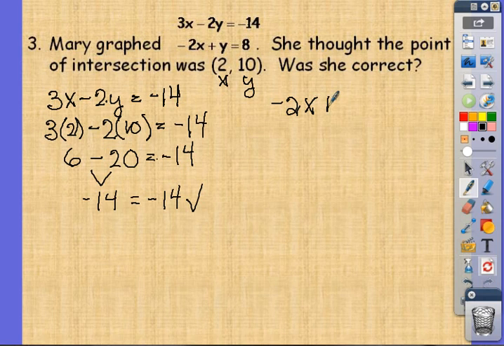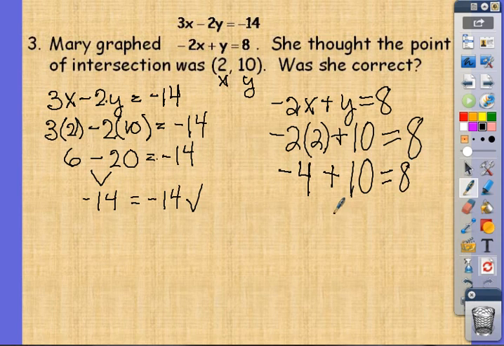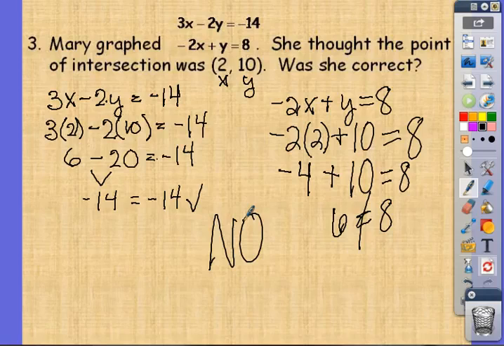-2x plus y equals 8. So -2 times 2 plus 10. -2 times 2? -4 plus 10 equals 8. -4 plus 10 is 6. Does 6 equal 8? No. So was she correct? No. She was not correct. So she must have done something wrong when she was graphing.